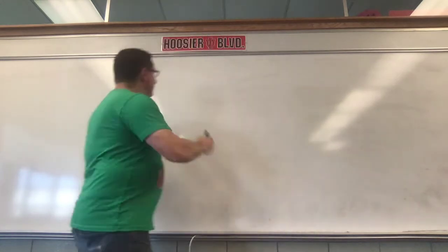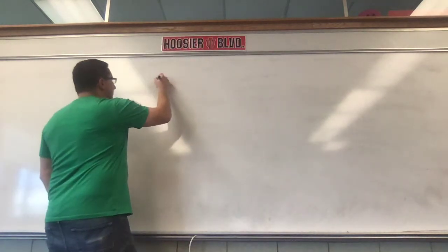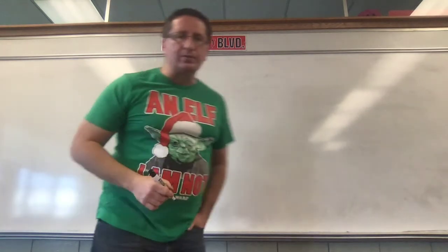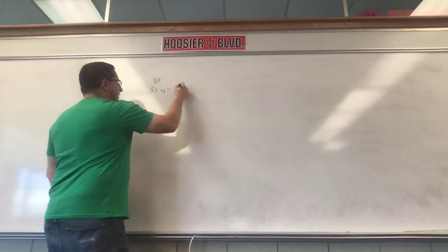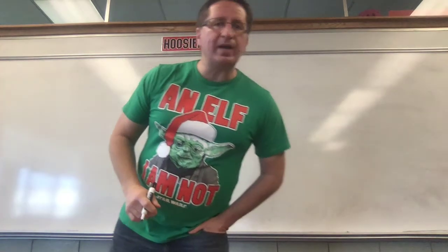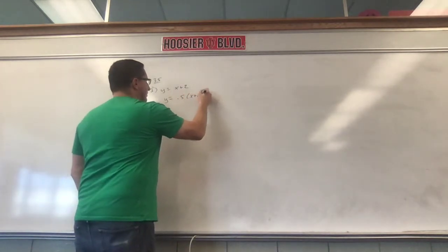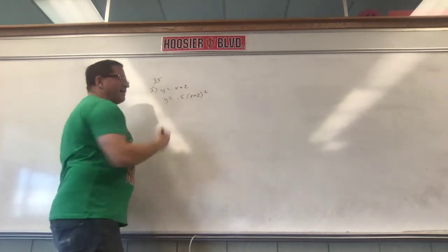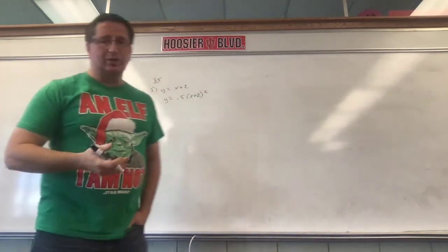So anyhow, section 3-5, number 3 is where we're starting. They give us y equals x plus 2, and then y equals 0.5 x plus 2 squared. If we graph this, that'd be a line and that'd be a parabola. So we want to find out the solution, where they touch.